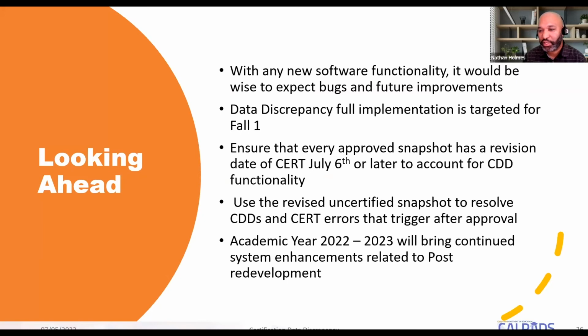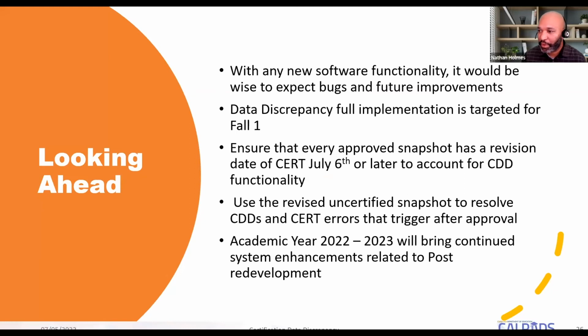You want to use a revised uncertified snapshot to resolve CDDs and cert errors that trigger after approval. So after you approve a revision, just like certification errors, as you make changes in CALPADS, your revised uncertified snapshot will continue to run, continue to process. You don't want to disapprove. You want to use that revised uncertified snapshot to resolve new CDDs, new cert errors, and then make a comparison between the revised uncertified and an approved snapshot between your reports to determine if you should disapprove and move forward.